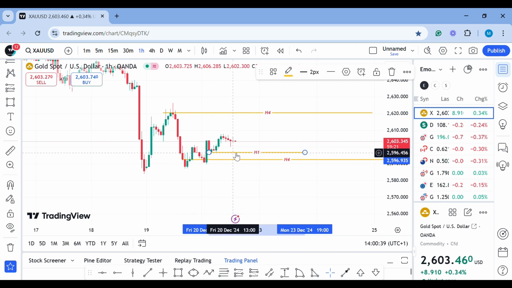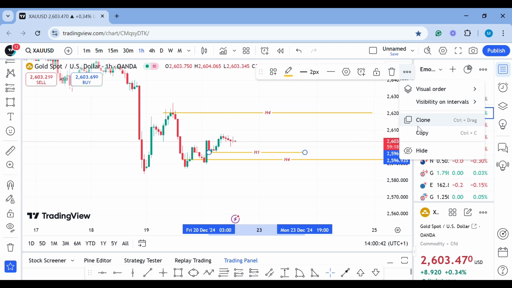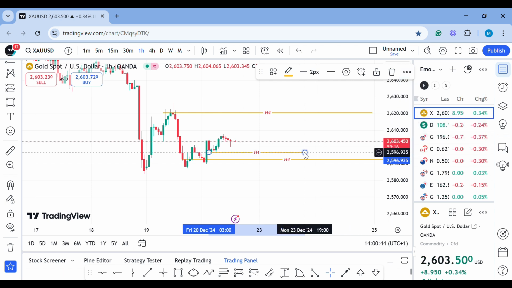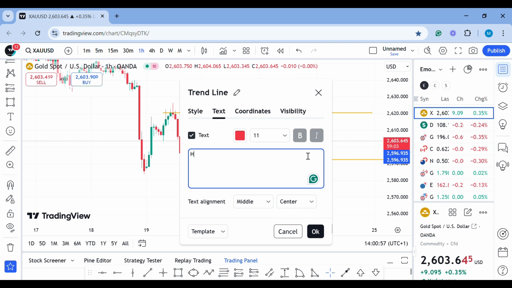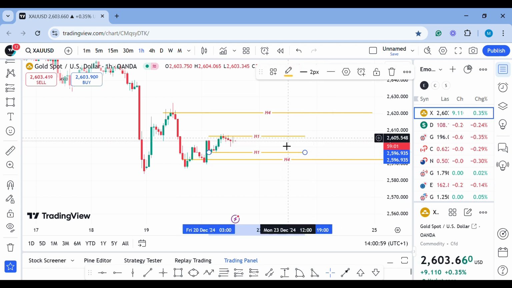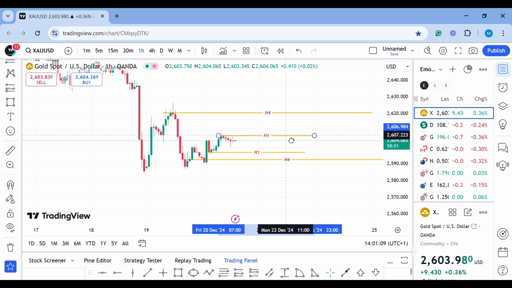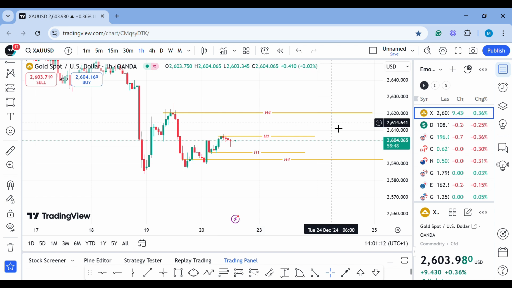Then you can clone it if you want, or you just draw another one. For me, I prefer cloning or copy and paste. You can see copy and paste. Then you can copy and paste or clone it. So this will now be your resistance. So just put it like this, drag it, position it well. That's just how to mark your F&R zone.